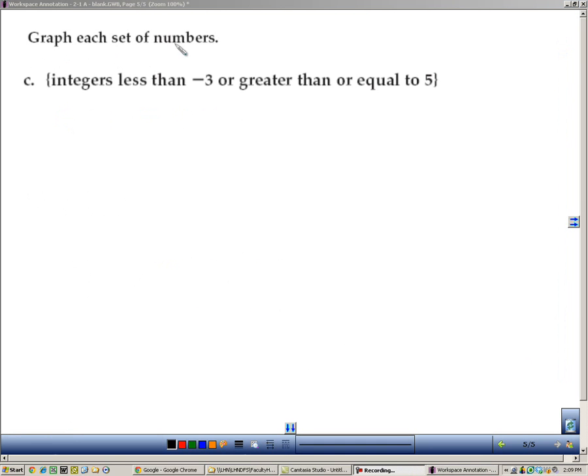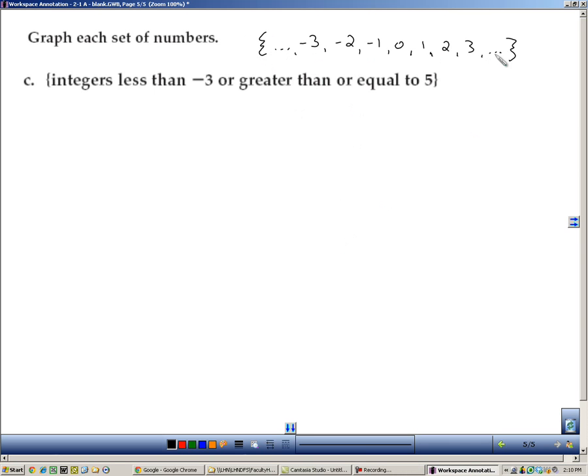Here we're told to graph a set of numbers, but we're not given a set with numbers, we're actually given a set with words. So let's see how to do this. It says integers less than -3 or greater than or equal to 5. Well, if you remember what the integers are, they're the positive and the negative whole numbers. So here's a reminder of what the integers look like. If you notice, there are no fractions, there are no decimals. Integers are just the numbers 1, 2, 3, and then -1, -2, -3 off into infinity. So we're not talking about anything in between those numbers, no fractions or decimals.